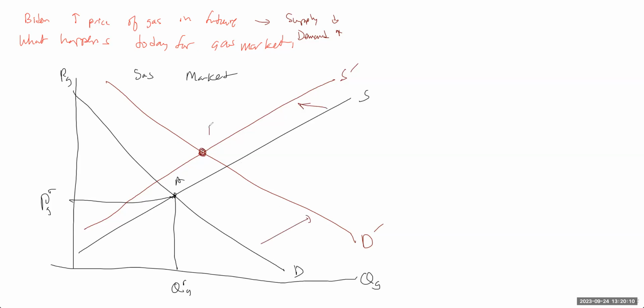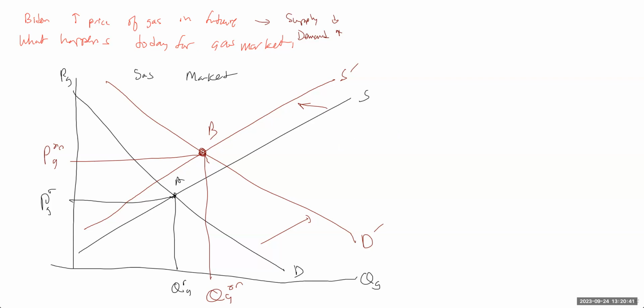We're at a new equilibrium B. We have Q double star G, P double star G. Now what do we see here? We see the price increase and quantity increase. Okay, that's possible. Some of you guys might have drawn it differently.